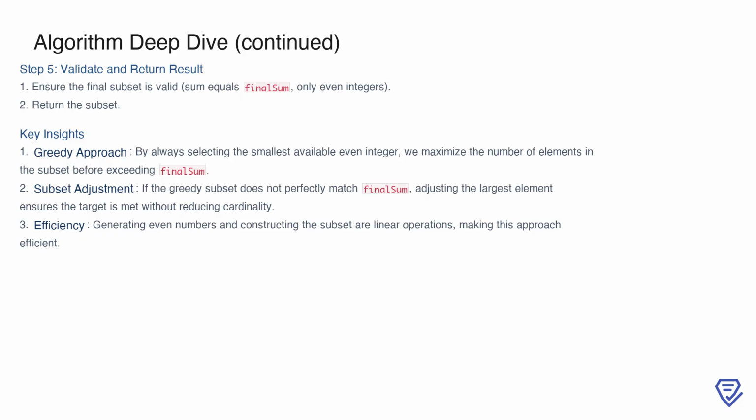This approach is built on key insights. First, the greedy strategy of selecting the smallest available even integers ensures we maximize the number of elements in the subset before exceeding final sum. Second, if the greedy subset does not perfectly match final sum, adjusting the largest element allows us to meet the target sum without reducing the subset's cardinality. Finally, the algorithm is efficient because generating even numbers and constructing the subset involve linear operations, making the solution scalable for larger values of final sum.